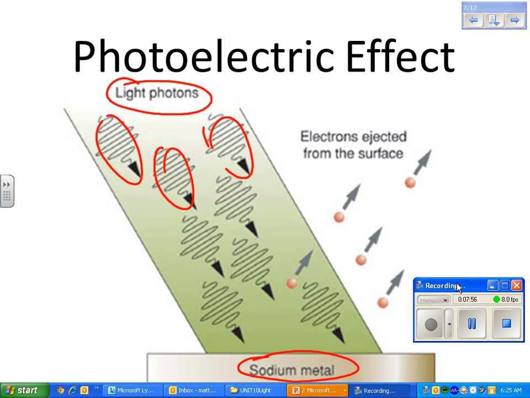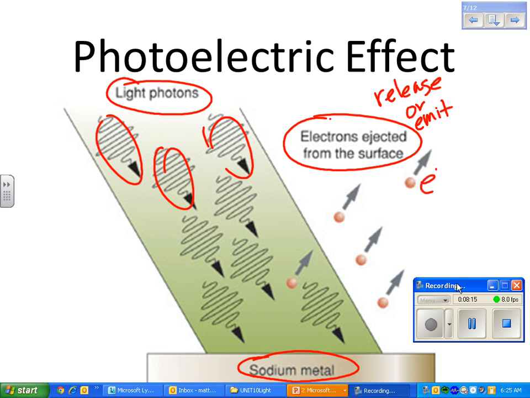Now, because of this added energy to the metal surface, it actually starts to release or emit the electrons from the surface. So once again, if you're labeling this picture, these are going to be the electrons. After the energy is added from the light, you're actually going to see electrons emitted. If you need to pause it, give yourself a little bit more time to draw a picture, that's fine. Go ahead and do that.